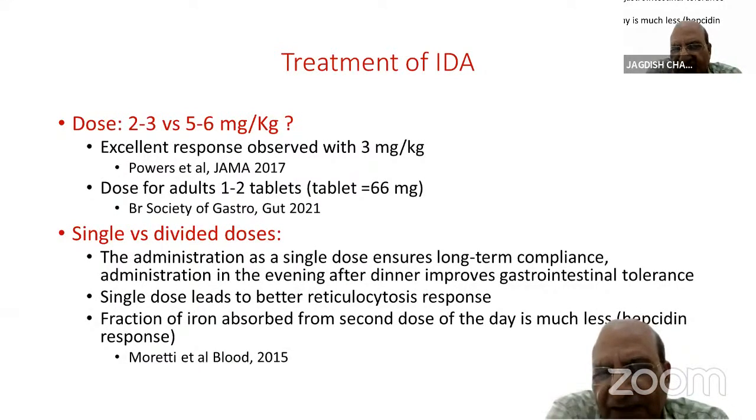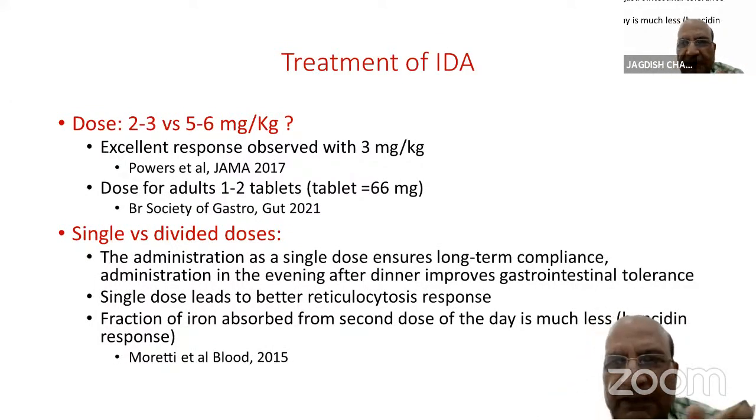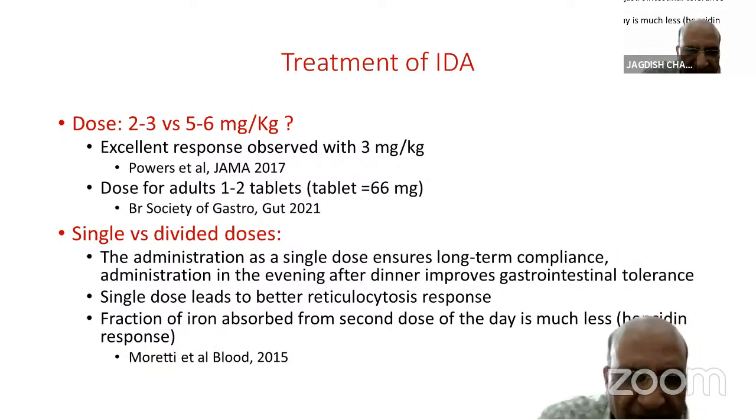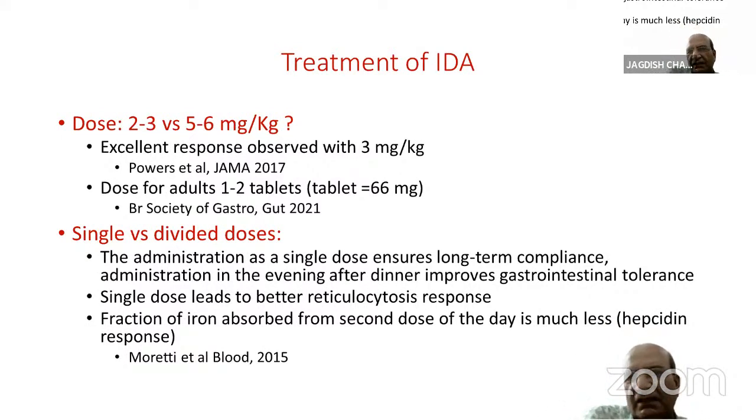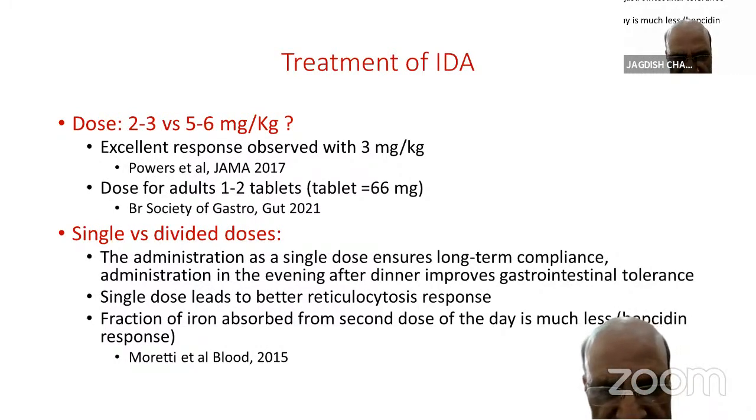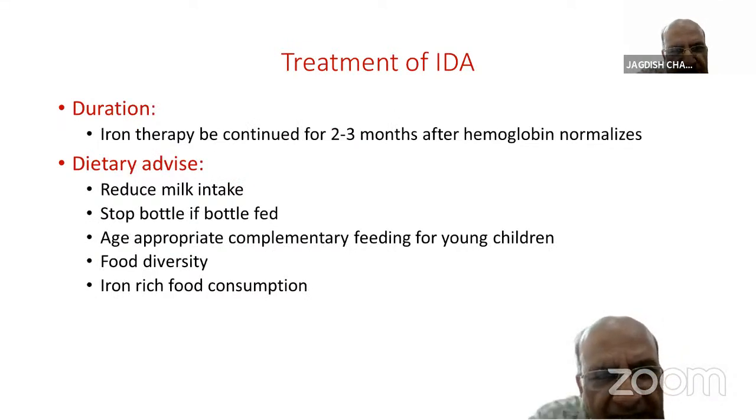Now, what they did in the study is that they used different isotopes of iron, like iron 59 and iron 61. So in the morning they gave iron 59 and in the evening they gave iron 61. And they could demonstrate that iron 61 absorption from the second dose was much lower compared to iron 59 absorption. They repeated it in some patients the other way around. Iron 61 was given in the morning and 59 in the evening. Again, the second dose absorption was much lower, and that was explained by hepcidin. Because immediately as you give the oral dose, the hepcidin increases, and that leads to decreased absorption of iron from the second dose.